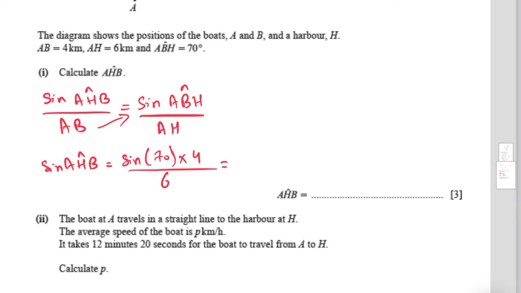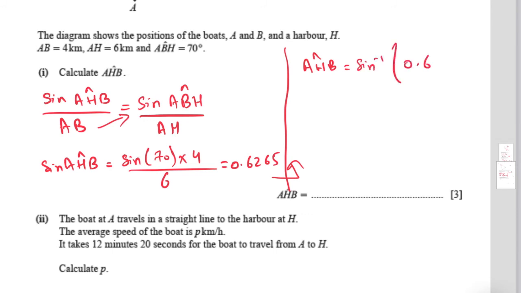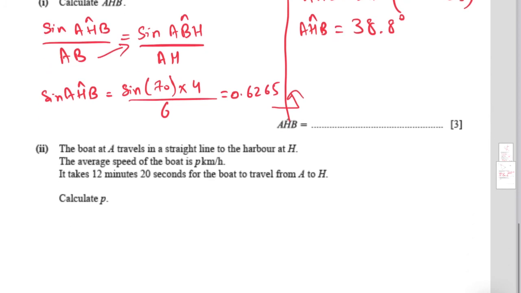So 4 times sine 70 divided by 6 gives us 0.6265, and let's find the value of AHB. So AHB is equal to sine inverse of 0.6265. Let's plug this into the calculator, and the value of AHB that we get is 38.8 degrees. So we write the answer right here, 38.8 degrees.